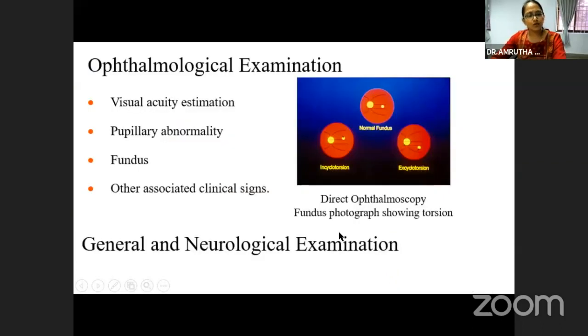Of course, visual acuity estimation and documentation is very essential, because in multiple cranial nerve palsy, sometimes you'll be dealing with a patient who has the second nerve also involved. So quantifying the vision at regular visits is mandatory. Looking at the pupil also plays a major role, especially in third cranial nerve palsies, where with pupillary involvement and non-pupillary involvement, the management and the investigations would differ.